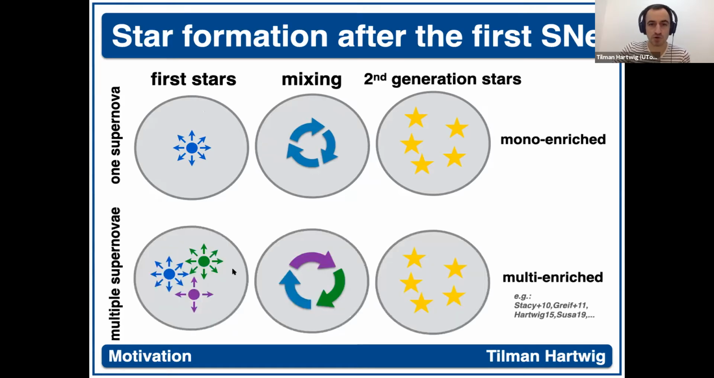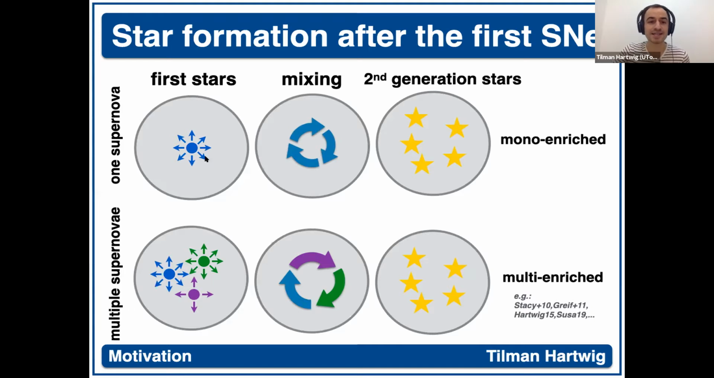However, as I've just shown, we should probably expect from simulations that we have multiple stars and therefore also multiple, probably different supernovae in a mini halo, different meaning different progenitor mass, different explosion energy, different mixing and fallback parameters. And so these produce different chemical abundances. And out of this mixture, we would then form multi-enriched second generation stars.